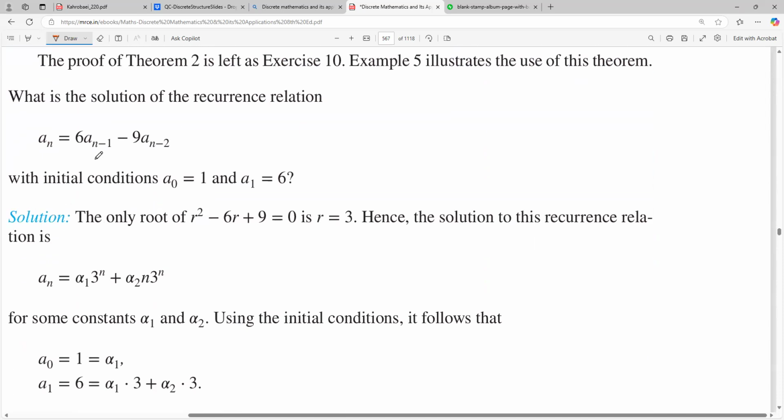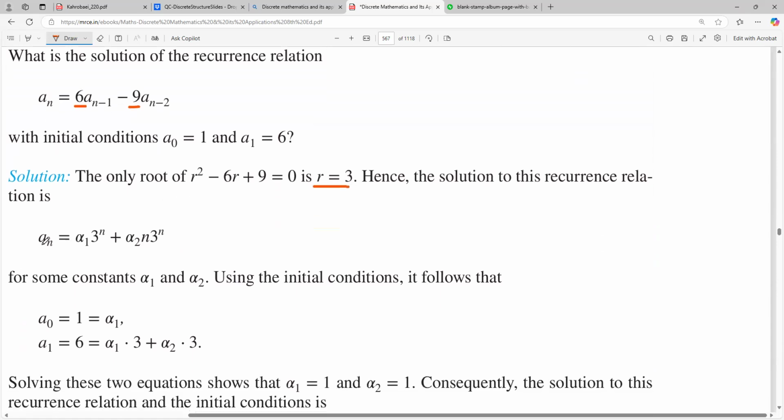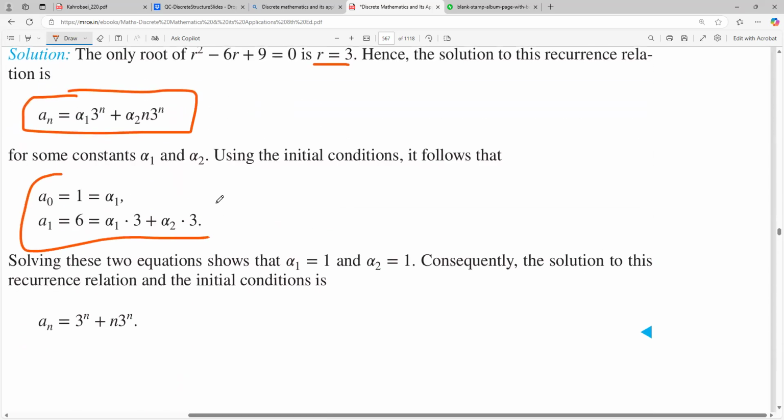So in this case, I'm just gonna quickly go through it. 6 minus 9. We solved this is C1, this is C2. And we solve, we get the root is 3. And this is going to be the recurrence relation, the formula. Using the base cases, we get this. Solving for alpha 1 and alpha 2, we get this.